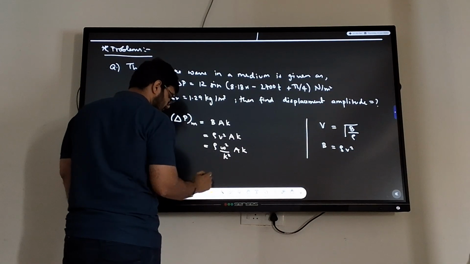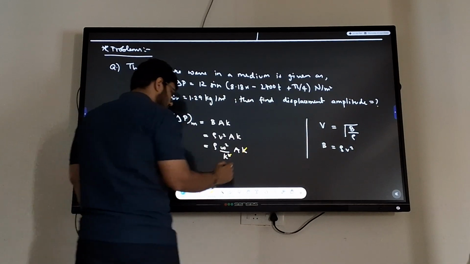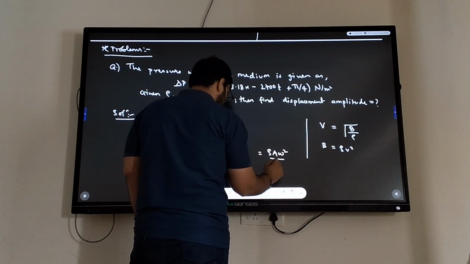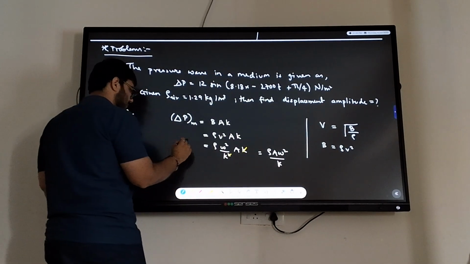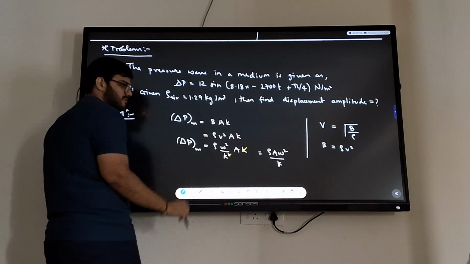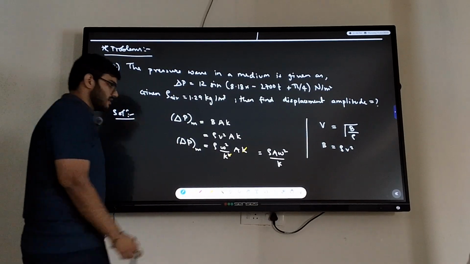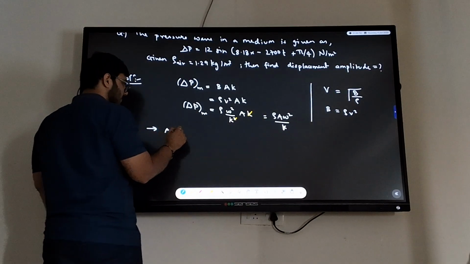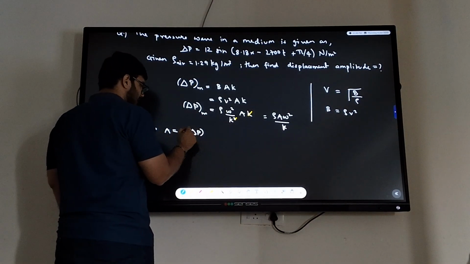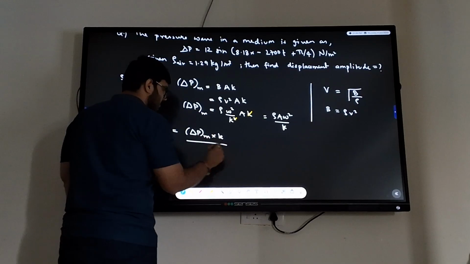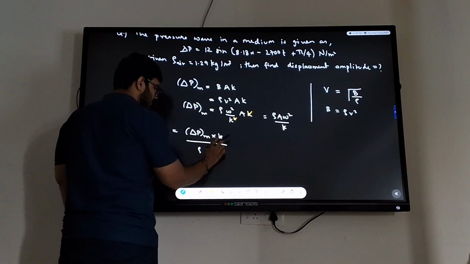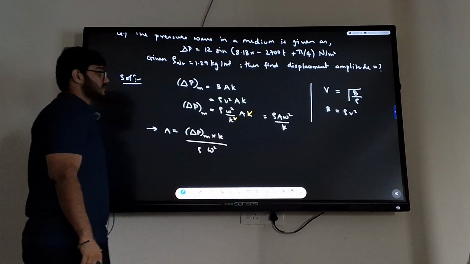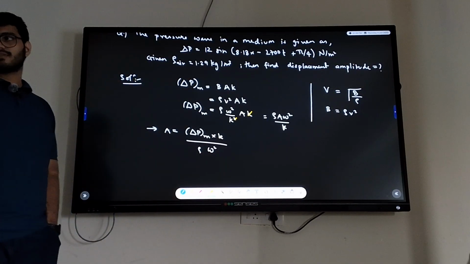And then I think this K cancels. So then what do you get? You will get something like rho A omega square divided by K. That's delta PM. This is another formula that you can remember if you want. But anyways, what is A then? That's delta P max into K divided by rho omega square. So now substitute and get the answer.